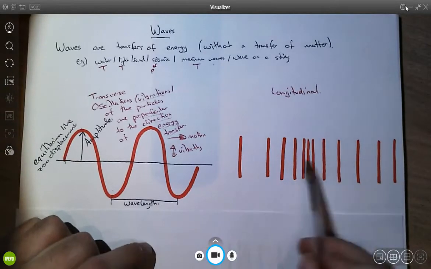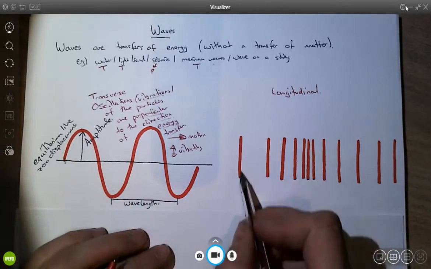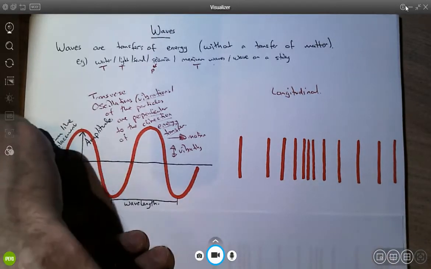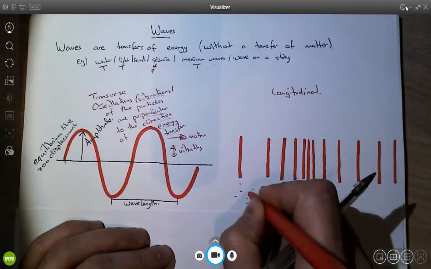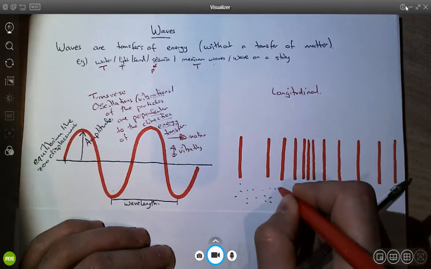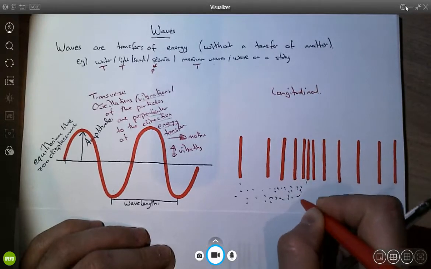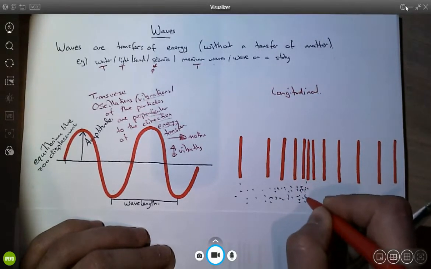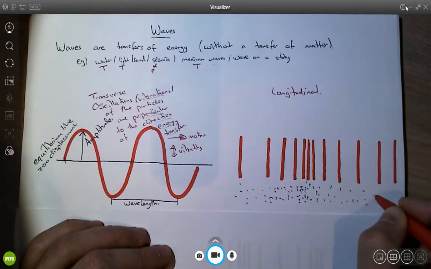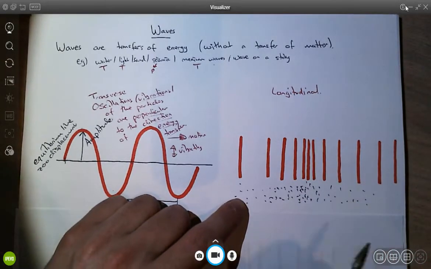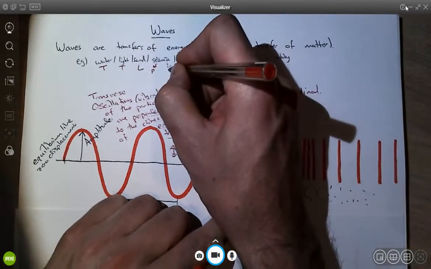So we can see the representation of a longitudinal wave here. We've got lines to represent the particles, but equally, we could actually just draw some particles here, and then we would see that they're going to become a lot closer together at these points, and then they start to spread out again when we get out here. So an example of a longitudinal wave is a sound wave or an S wave.